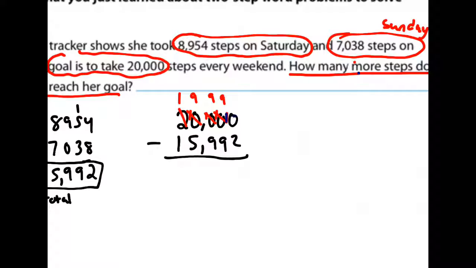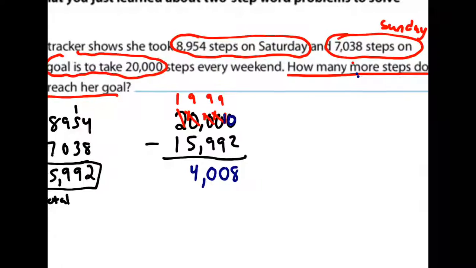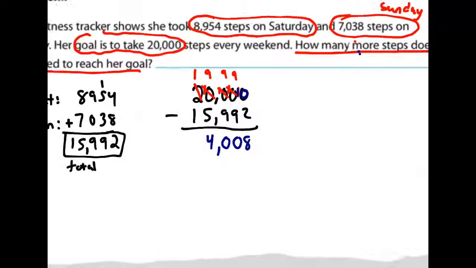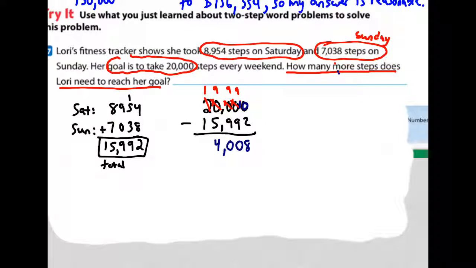So 10 minus 2 is 8. 9 minus 9 is 0. 9 minus 9 is 0, comma. 9 minus 5 is 4. 1 minus 1 is 0. I'm not going to write that down. So my answer, how many more steps does she need to reach her goal? She needs 4,008 more steps.